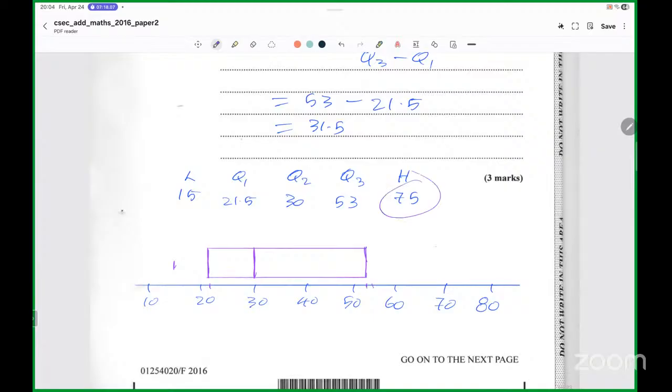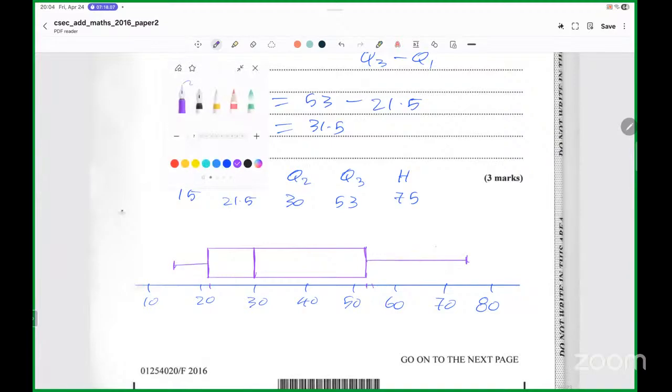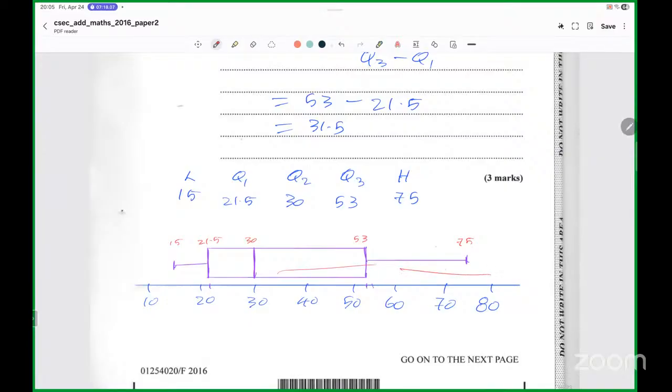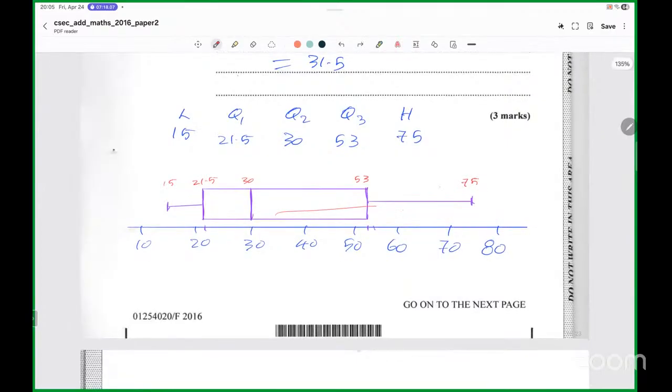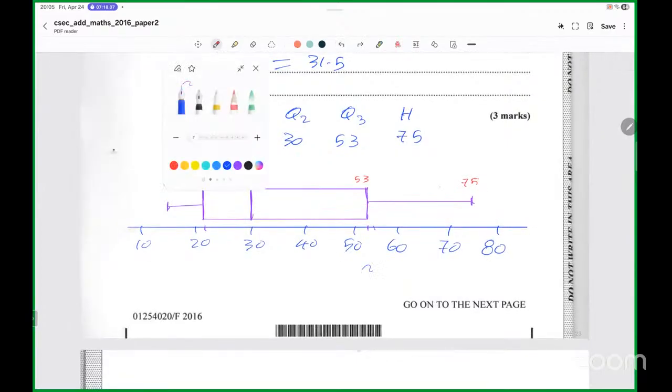The last whisker is at 75, which is right in between 70 and 80. Then you connect it. And I'll put the values on it: 15, 21.5, 30, 53, 75. This one is what kind of skew? Positively skewed, with everything on the right side. So it's positively skewed.